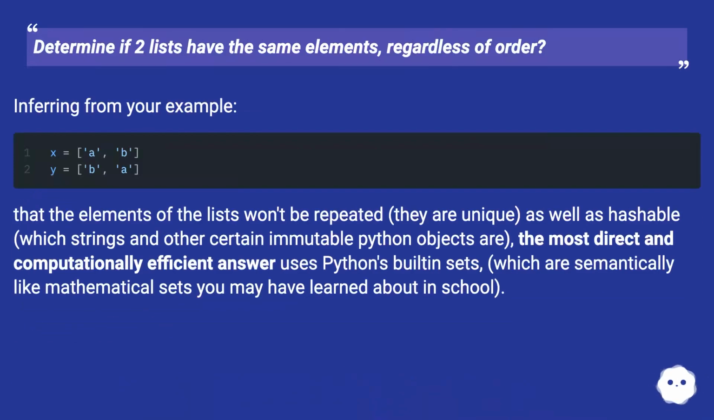Determine if two lists have the same elements, regardless of order. Inferring from your example that the elements of the list won't be repeated, they are unique, as well as hashable, which strings and certain other immutable Python objects are, the most direct and computationally efficient answer uses Python's built-in sets, which are semantically like mathematical sets you may have learned about in school.